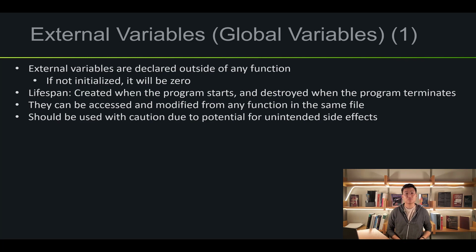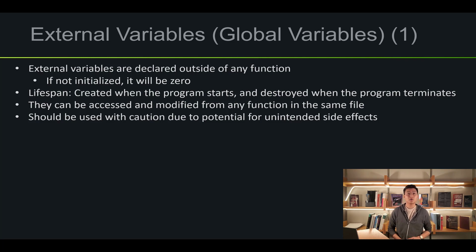Now let's talk about the last one, external variables, also known as global variables. A global variable is declared outside of any function. If you only declare it, then it is initialized to 0. This is different from the other variables that we've seen today, because with other variables, like local variables, if we only declare them, they contain a garbage value.